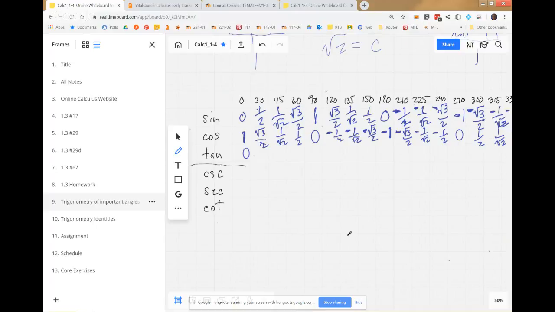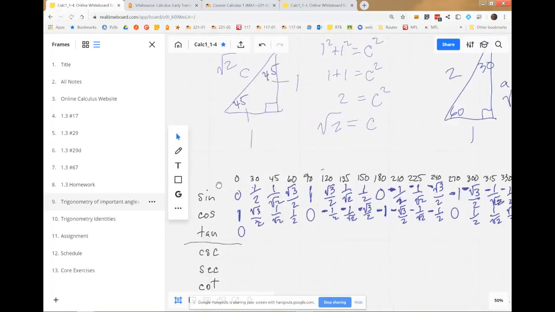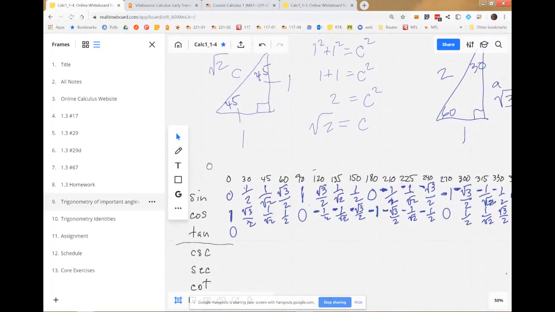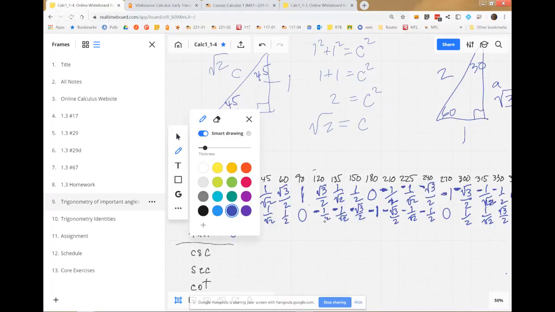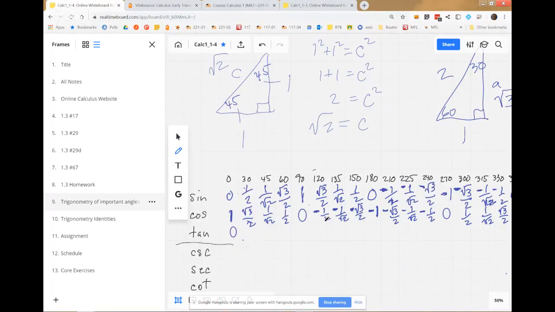30 degrees. Okay, tangent of 30. Let's bring this down so we can see our triangles a little bit. Tangent of 30, opposite over adjacent, 1 over the square root of 3, positive. 45 degrees, tangent, opposite over adjacent, is 1. Tangent of 60, square root of 3 over 1. And the tangent of 90, there's our first undefined. I'm going to just use UND for that.